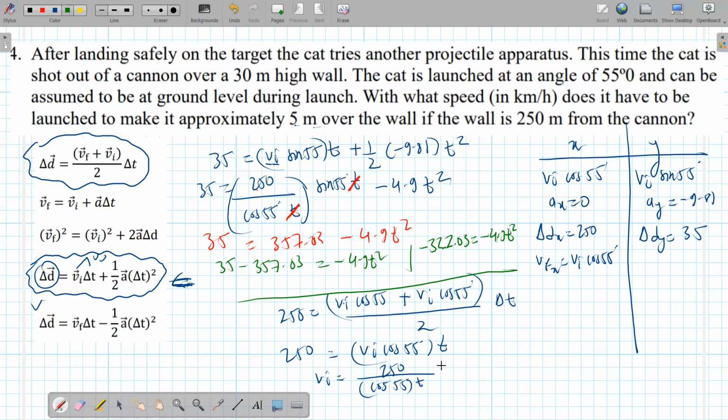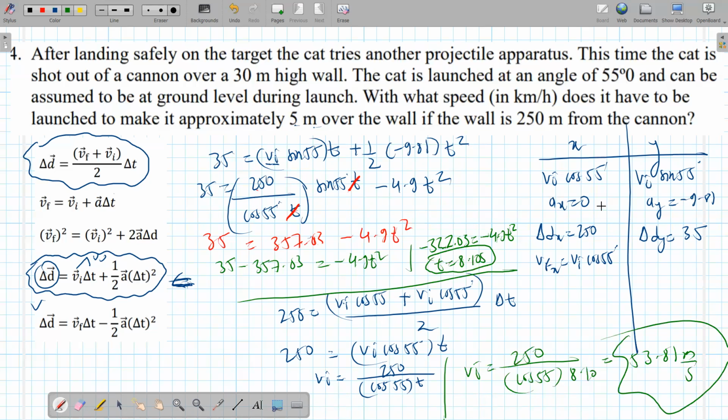Divide both sides by negative 4.9 and then square root it. There we go, I got t as 8.10 seconds. Once you have t, you can find the initial velocity, because initial velocity is 250 divided by cos 55, and then the t was 8.10. And there we go, the answer is 53.81 meters per second.